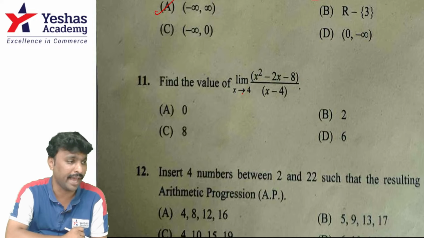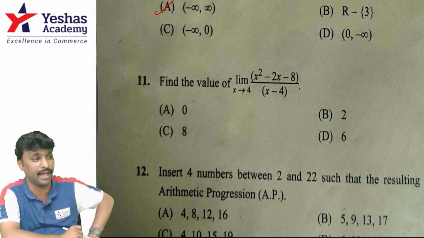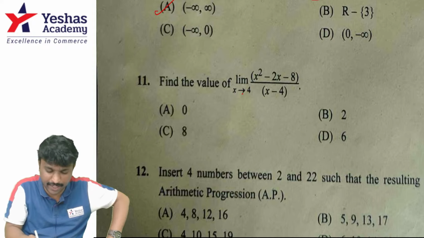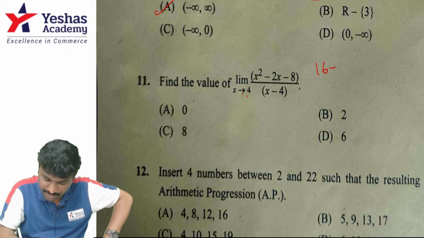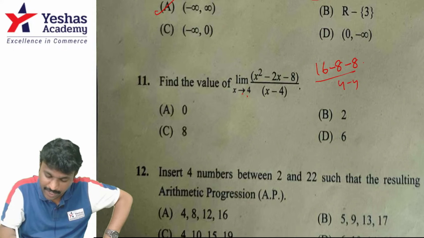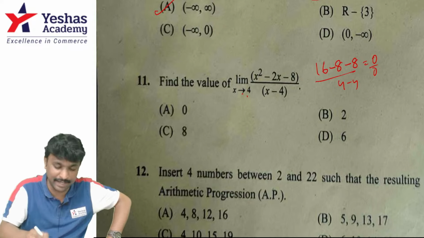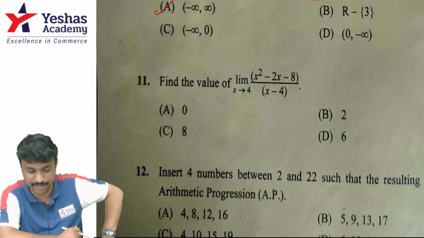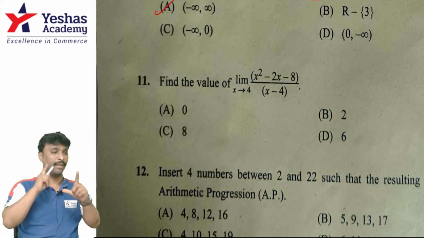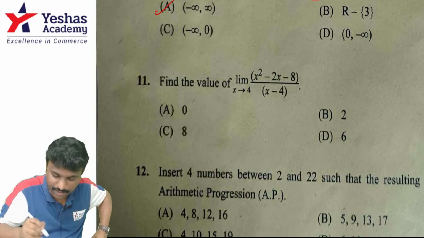Limit x tends to 4, x square minus 2x minus 8 divided by x minus 4. If you put x value as equal to 4 straight away, x square is 16, 2 4s are 8, minus 8 divided by 4 minus 4. It becomes 0 by 0, which is indeterminate. Whenever it comes to indeterminate form, what you guys have to do basically is factorize this numerator.